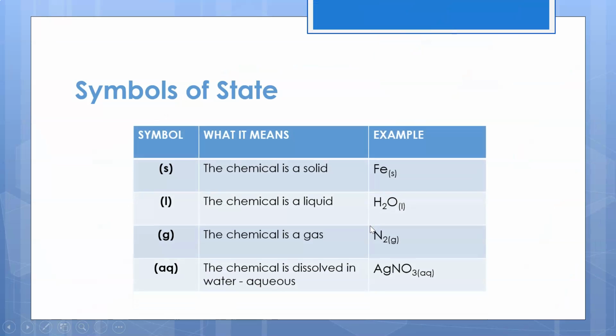Now we talked about these symbols of state and that sometimes in chemical equations you're going to see them. So you've got your solid, you've got your liquid, you've got your gas, but more importantly here you've got your aqueous substance, okay, and that means it's dissolved in water.